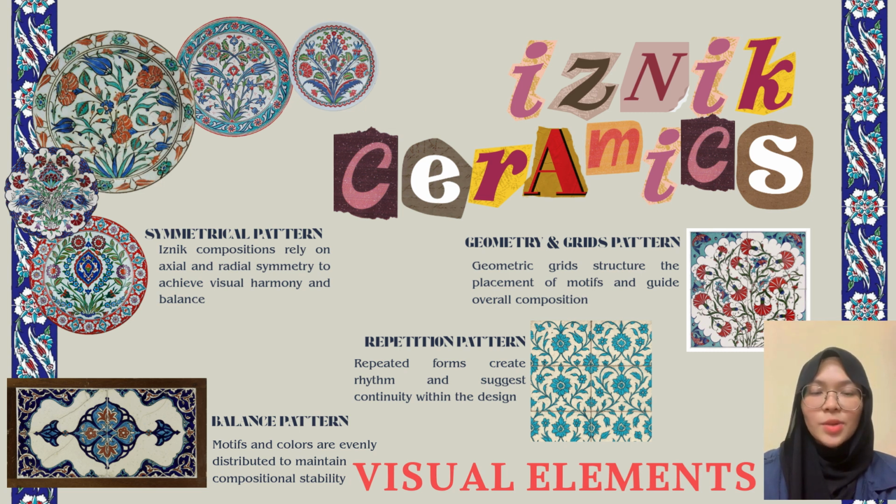Another key element is repetition. Motifs are repeated rhythmically across the surface, creating visual continuity. This repetition suggests infinity, a common idea in Islamic art. Finally, balance is achieved through equal distribution of motifs and colors. No single area visually dominates the composition, which helps maintain harmony.